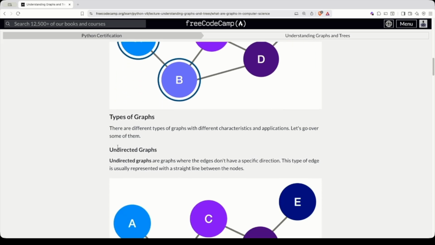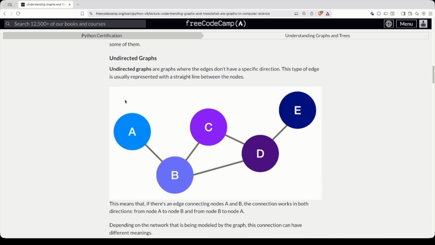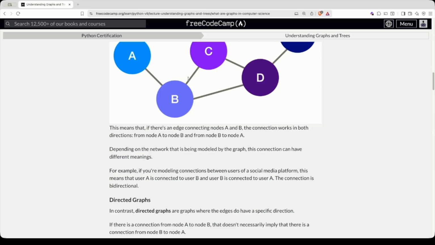Types of graphs. There are different types of graphs with different characteristics and applications. Let's go over some of them. Undirected graphs. Undirected graphs are graphs where the edges don't have a specific direction. This type of edge is usually represented with a straight line between the nodes. This means that there's an edge connecting nodes A and B, and the connection works in both directions, from node A to node B and from node B to node A.